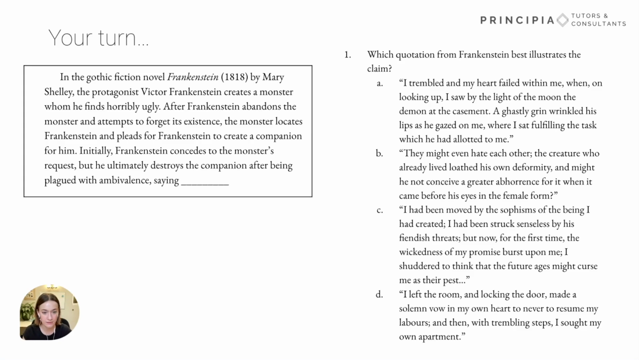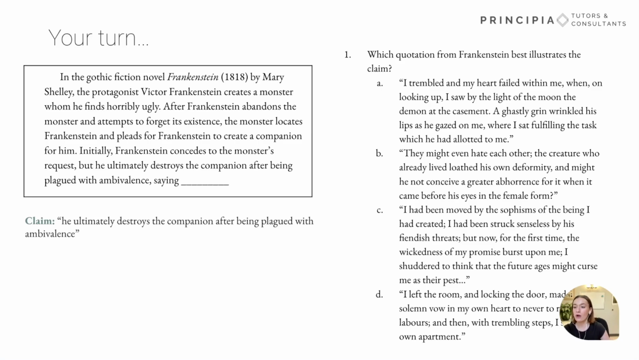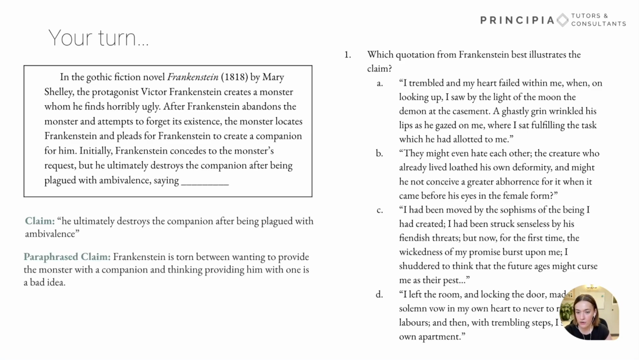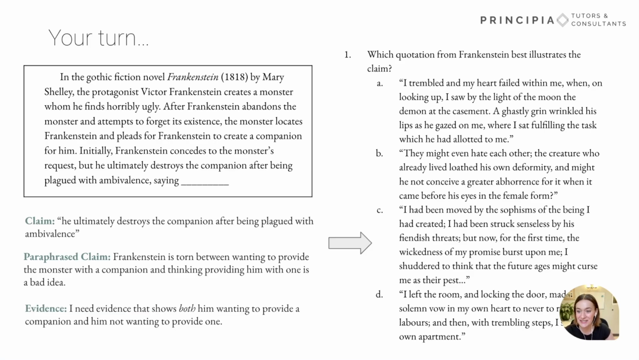So as you've probably already read the answer choices, I'm just going to dive in with what I would choose as my claim, paraphrase claim, that sort of thing. So my claim would be he ultimately destroys the companion after being plagued with ambivalence. Some of the key words you might want to define here is what does ambivalence mean? So my paraphrased claim would be Frankenstein is torn between wanting to provide the monster with a companion and thinking providing him with one is a bad idea. So ambivalence means being torn in two directions. So we're going to want an answer choice that shows both him wanting to provide a companion and him not wanting to provide one. So the correct answer is going to be C.